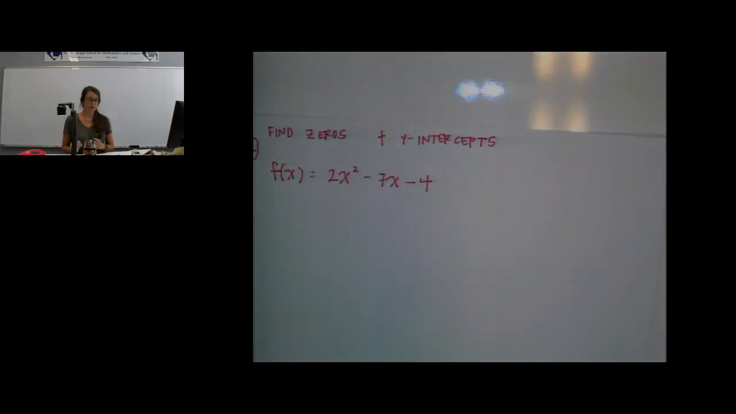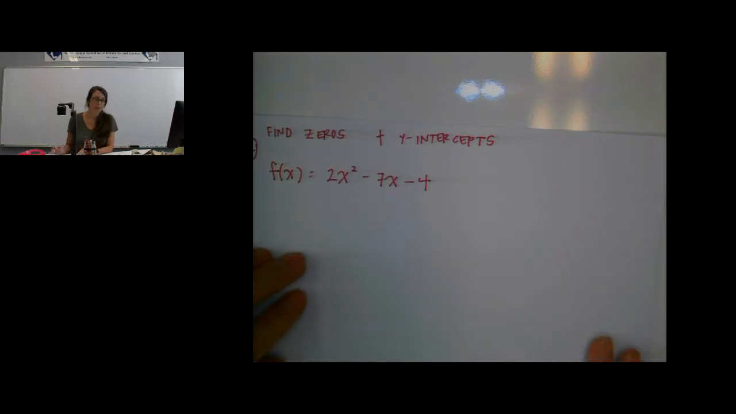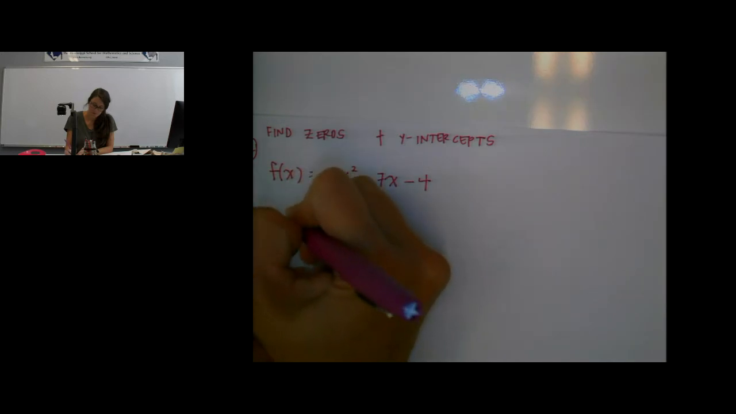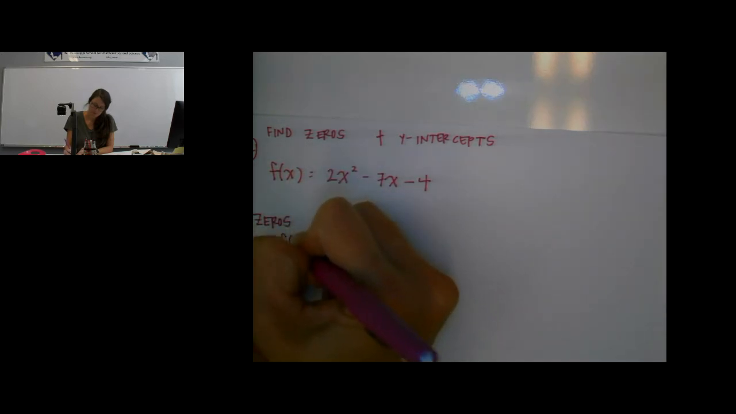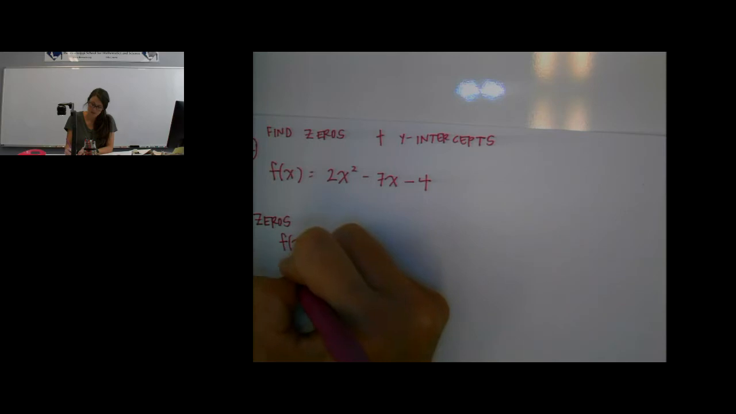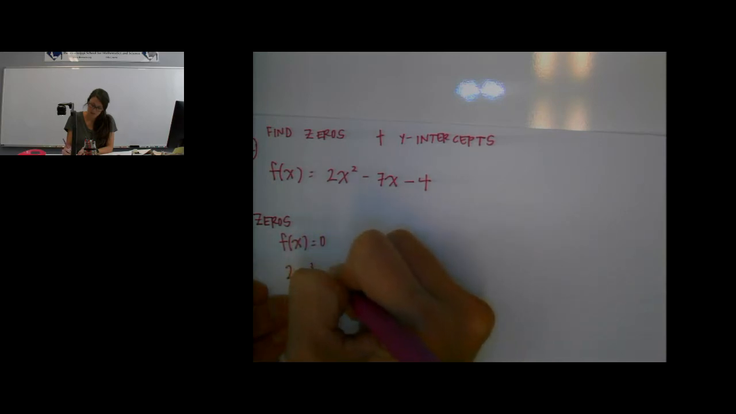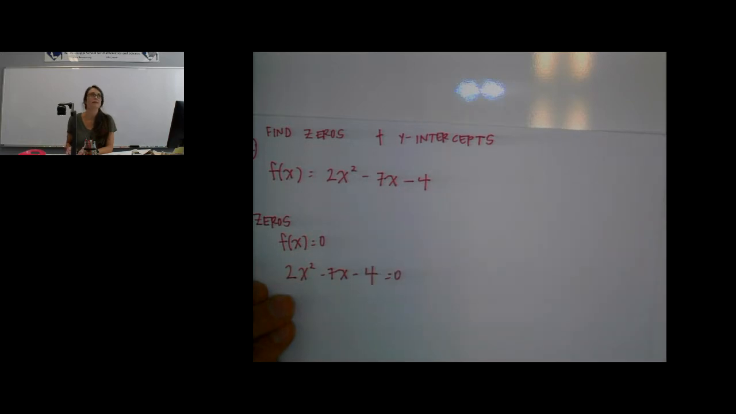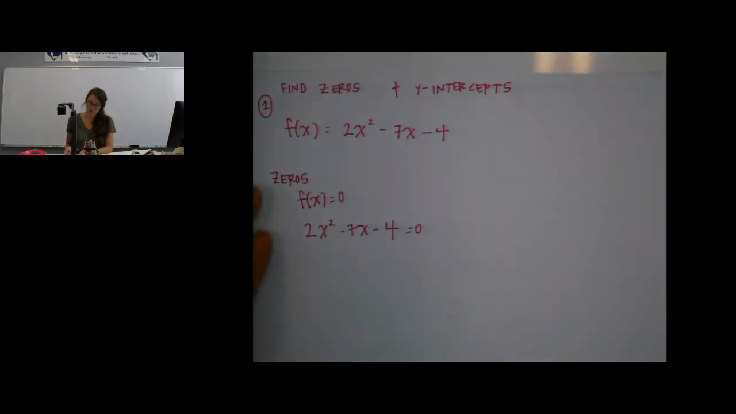Okay, so let's look here. Find the zeros and the y-intercepts. The zeros are when we set the function equal to 0. So that means I'm going to set 2x squared minus 7x minus 4 equal to 0, and I'm going to solve. Okay, so I'm going to factor.